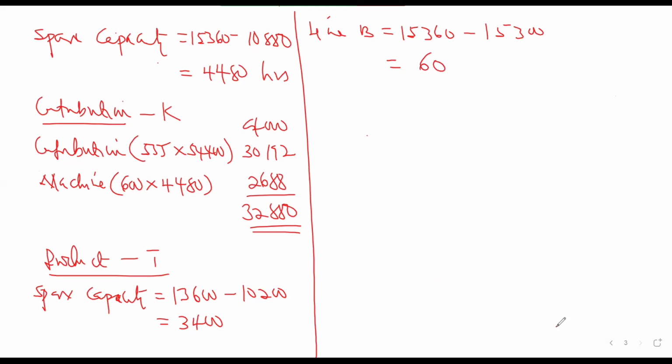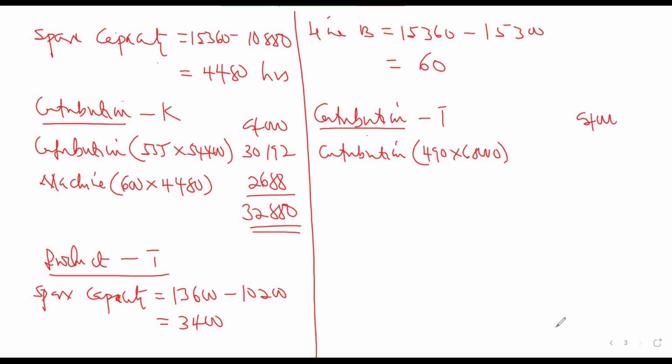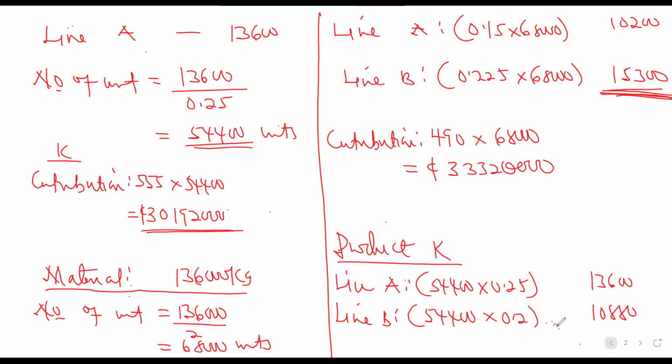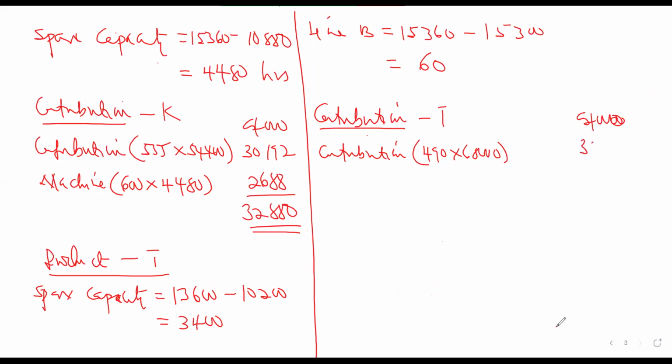So let's come to our contribution now for product T. We have our normal contribution from the production, and that was 490 multiplied by 68,000. And we have that figure of 33. So let's keep the 3 zeros at the top also for them. So we have 33,320.